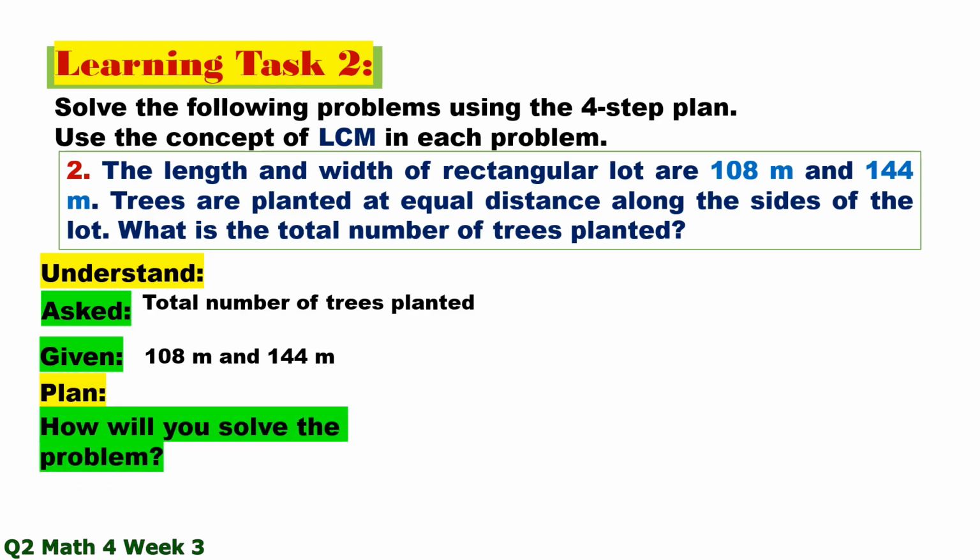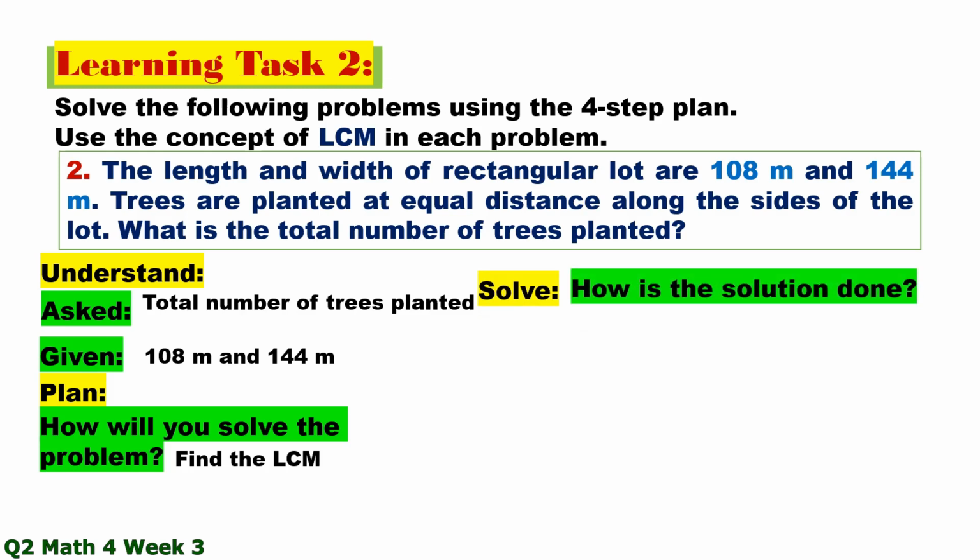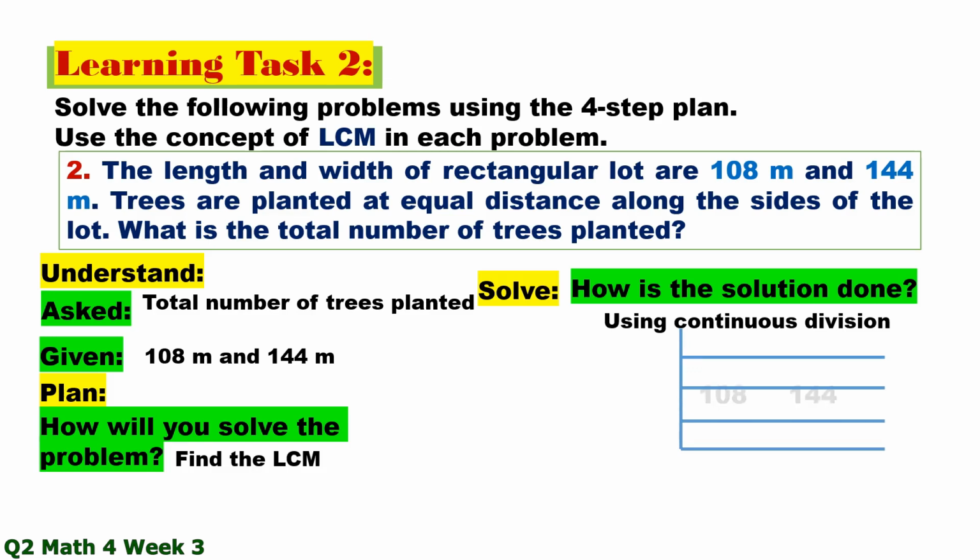Given: 108 meters and 134 meters. You can solve by finding the LCM. How is the solution done? Using continuous division of 108 and 134. Those are divisible by 2. 108 divided by 2, 54. 134 divided by 2, 72.